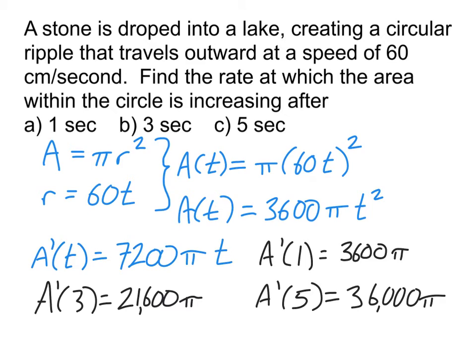Now, when we just do those calculations by plugging those values in, this is what we're looking at: 3600 pi, 21,600 pi, and 36,000 pi. But something's missing from each of these answers. Units.